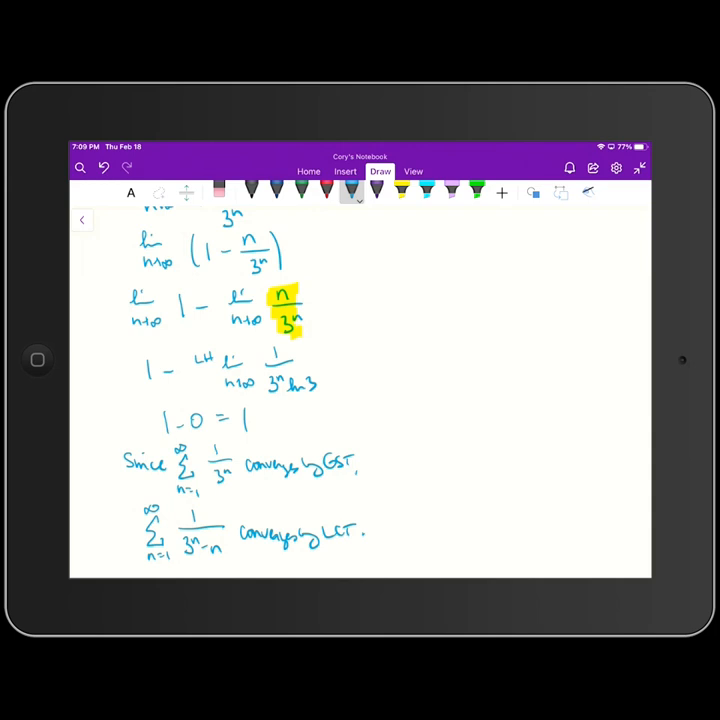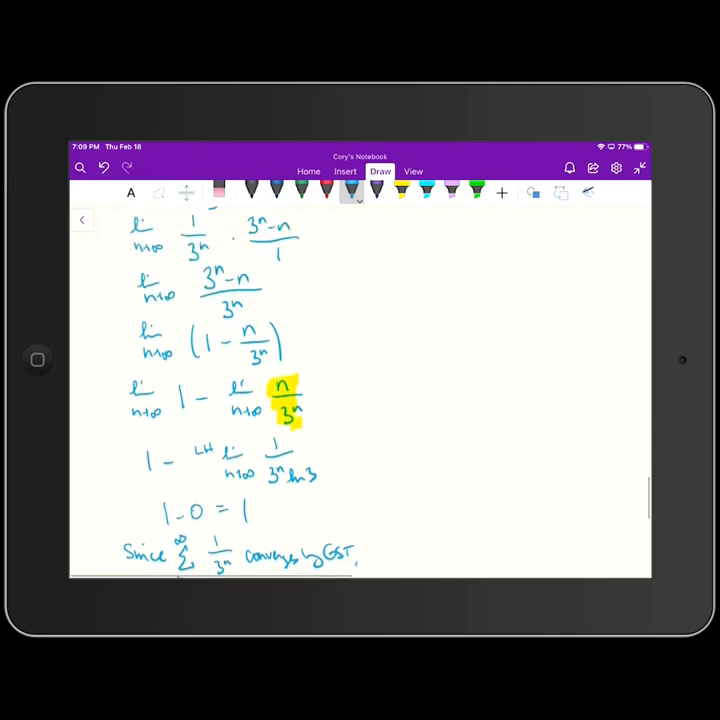Again, if the limit is finite and greater than 0, then either both series converge or both series diverge. And since the sum from 1 to infinity of 1 over 3 raised to the n power converges by the geometric series test, that forces the given series to converge by the limit comparison test.